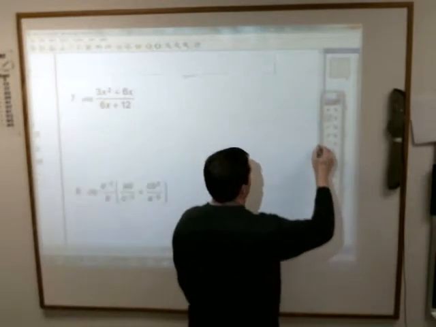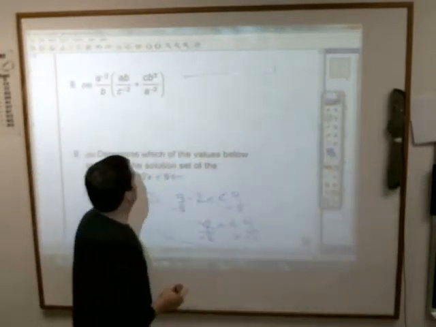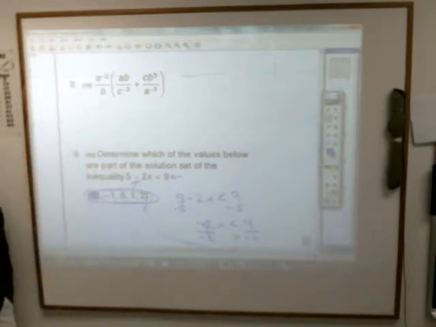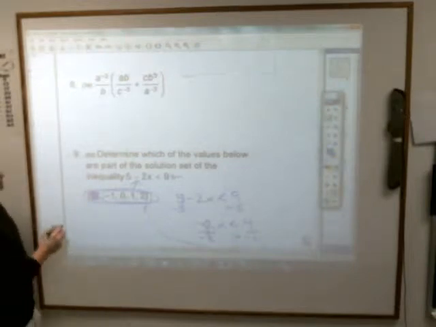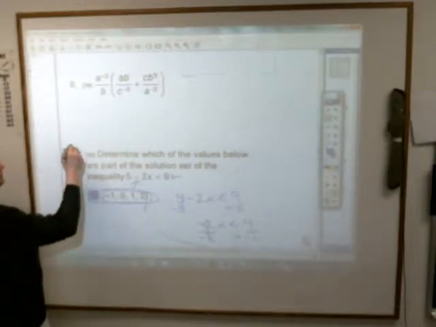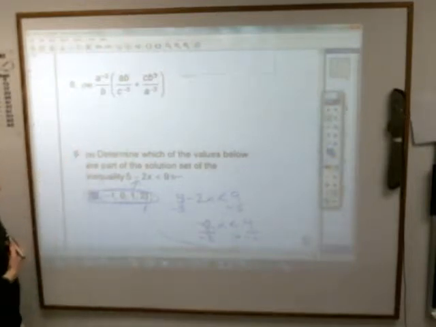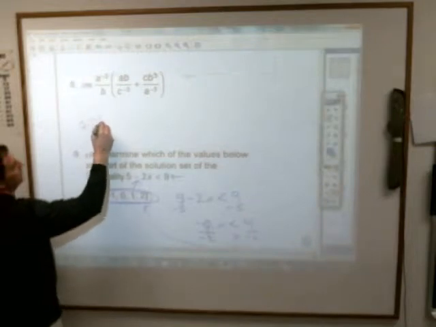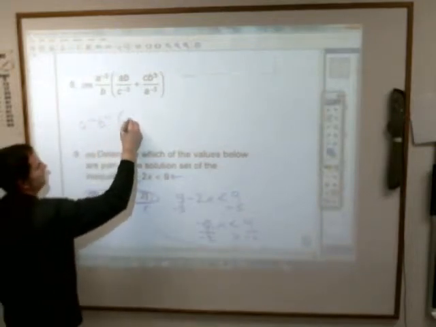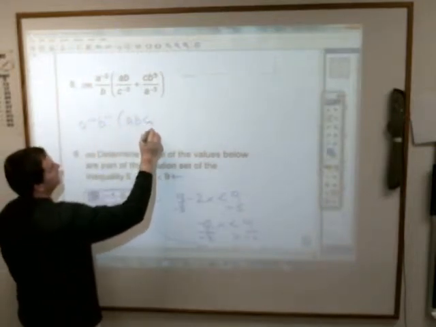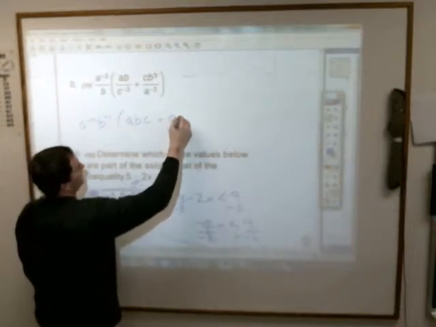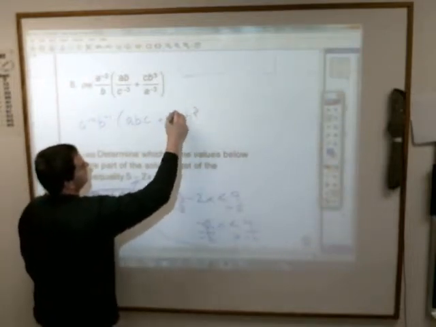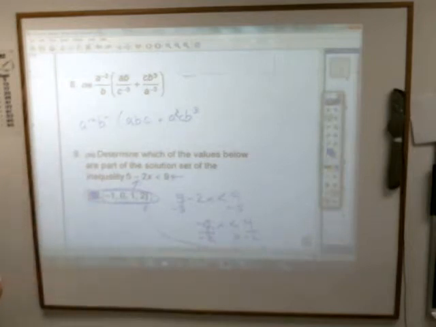Number 8, ladies and gentlemen, is nothing more than just a waste of time. For number 8, the first thing you should do, Corinne, is... Right, and again, I think that's more my personal philosophy rather than the real world of this. But yeah, I would do this: a to the negative 2, b to the negative 1, times a, b, c, plus a, c, b cubed, a3b, right? Is that what you got?